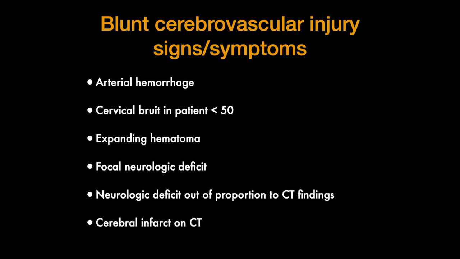Direct signs and symptoms of blunt cerebrovascular injury include gross arterial hemorrhage, cervical bruits in patients less than 50 years old, so not a bruit due to atherosclerosis, but due to vascular narrowing, an expanding cervical hematoma, any focal neurologic deficit, or a neurologic deficit out of proportion to the CT findings, and certainly anybody who has findings of a cerebral infarct on a CT done for trauma.